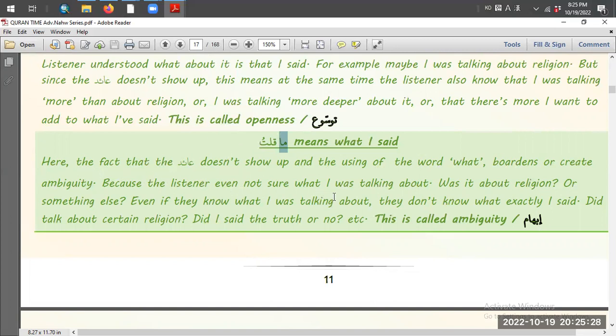Because the listener is not sure what I was talking about, was it about religion or something else? Even if they know what I was talking about, they don't know what exactly I said. Did I talk about a certain religion? Did I say the truth or not, etc.? This is called ambiguity because of ma.